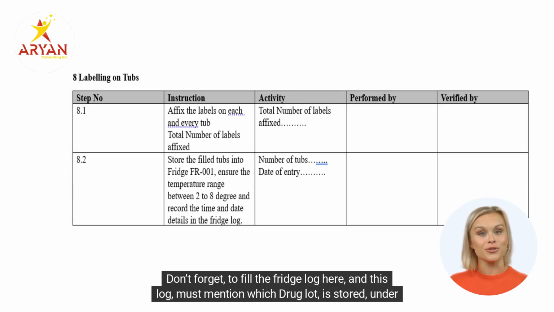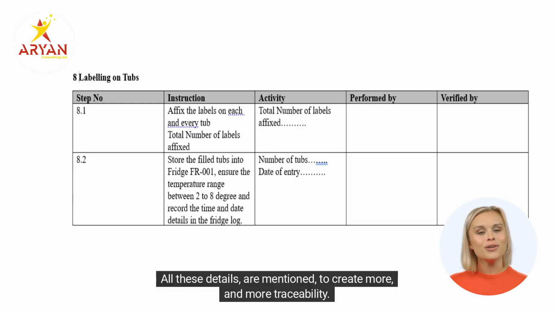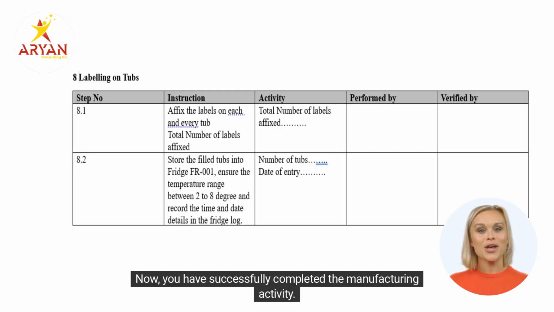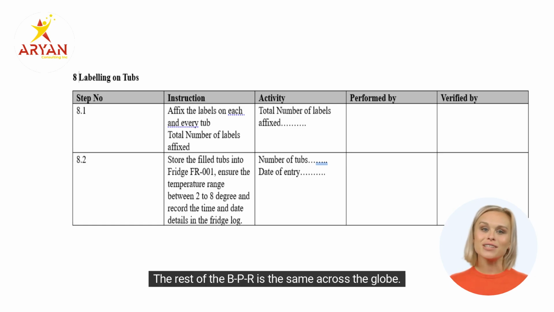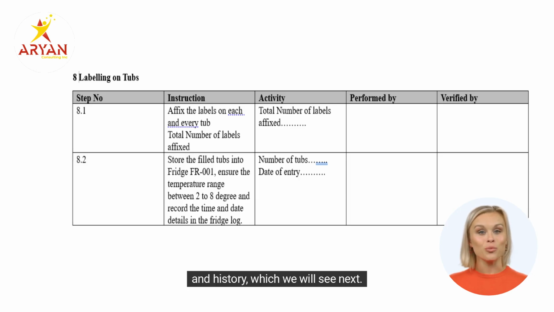Don't forget to fill the fridge log here, and this log must mention which drug lot is stored, under which name and strength. All these details are mentioned to create more and more traceability. Now you have successfully completed the manufacturing activity. The rest of the BPR is the same across the globe. Just like the DS batch that you learned last, the last page is for deviation and BPR version update and history, which we will see next.